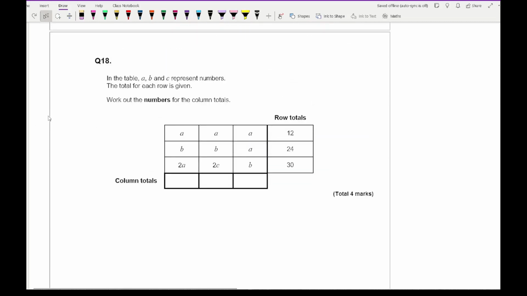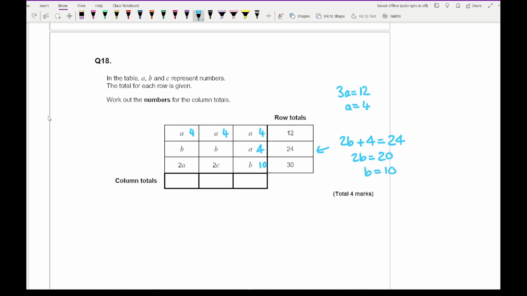Moving on to question 18, it says that in the table A, B, C represent numbers. The total of each row is given. Work out the number of the columns in each of these. So here we know that 3a equals 12, so a equals 4. I can write 4, 4, and 4. For the second one, I know that 2b plus 4 equals 24. So 2b equals 20, so b equals 10.